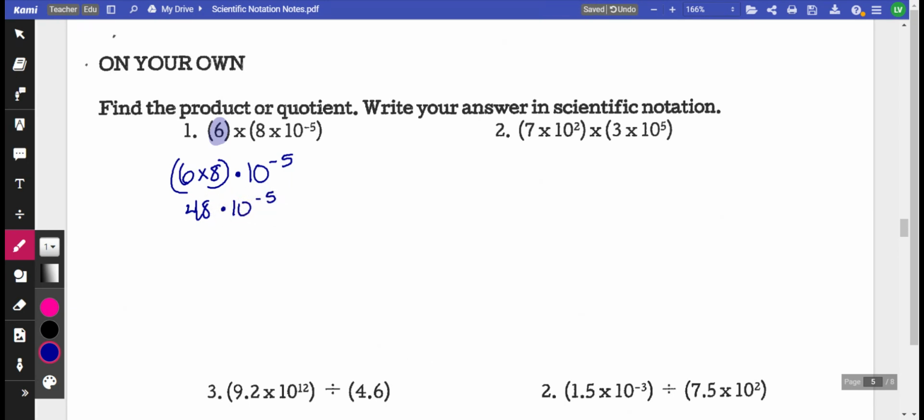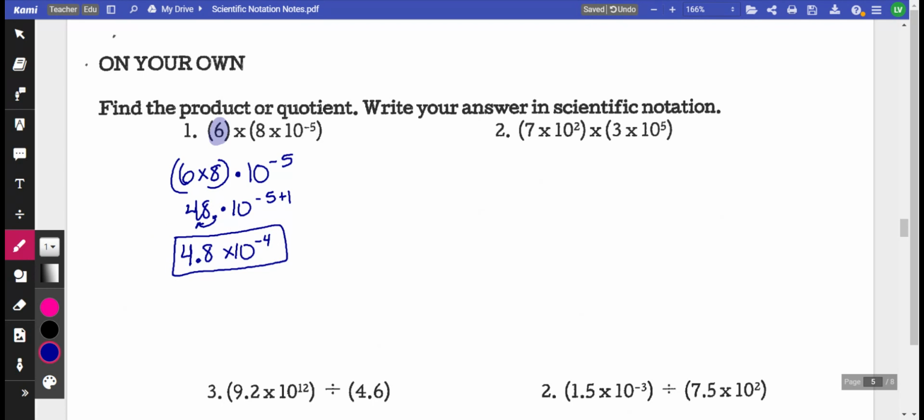48 is not between 1 and 10. So what you have to do is take your decimal and move it to the left once. 4 and 8 tenths times 10. Well, because I moved it to the left once and made my factor smaller, I need to make my exponent bigger. So I add 1. So 4 and 8 tenths times 10 to the negative 4th.